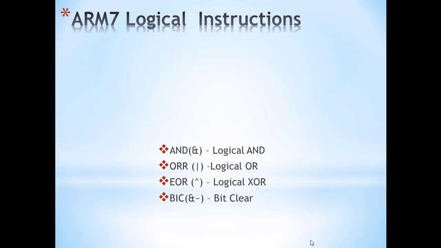So there are 4 logical instructions in ARM7, namely AND, OR, XOR and bit clear. AND is represented by an ampersand symbol, OR is represented by a straight vertical line, XOR is a cap, and bit clear has an ampersand and also a tilde symbol, which represents negate. I will tell you what that is. Bit clear is one of the added advantages of ARM7.